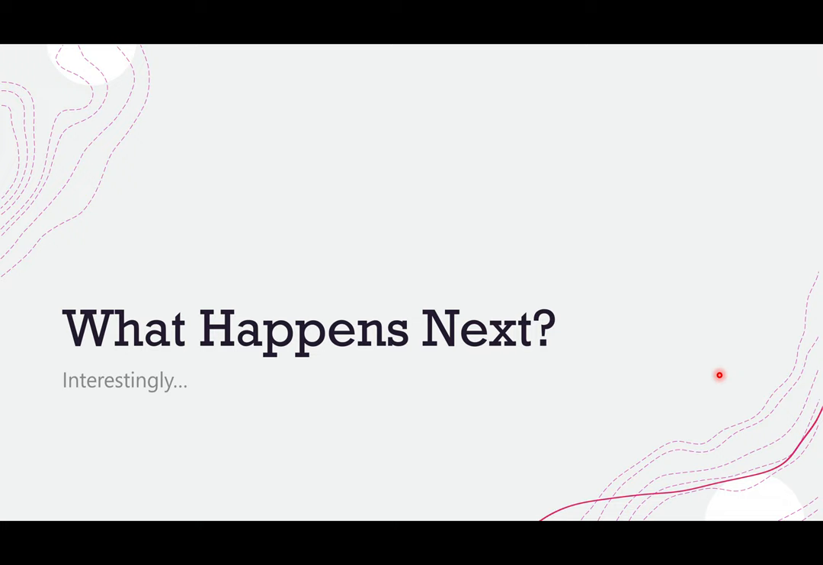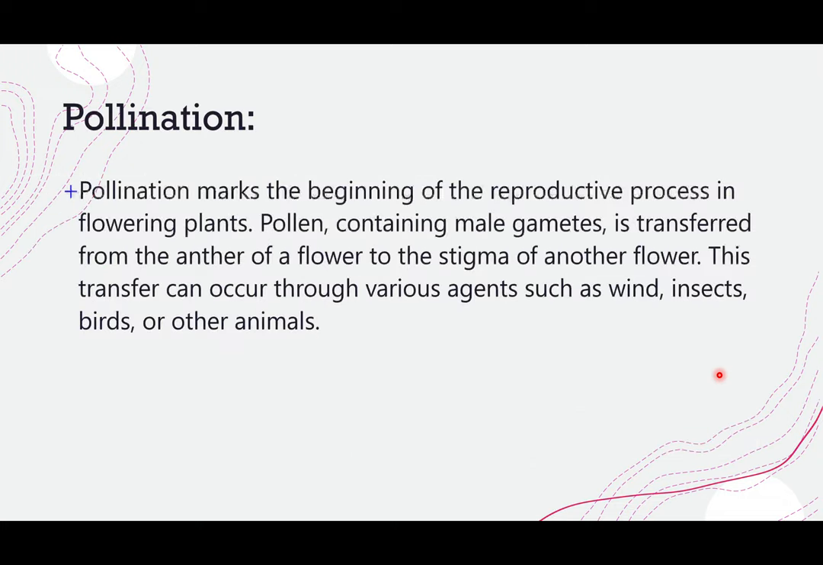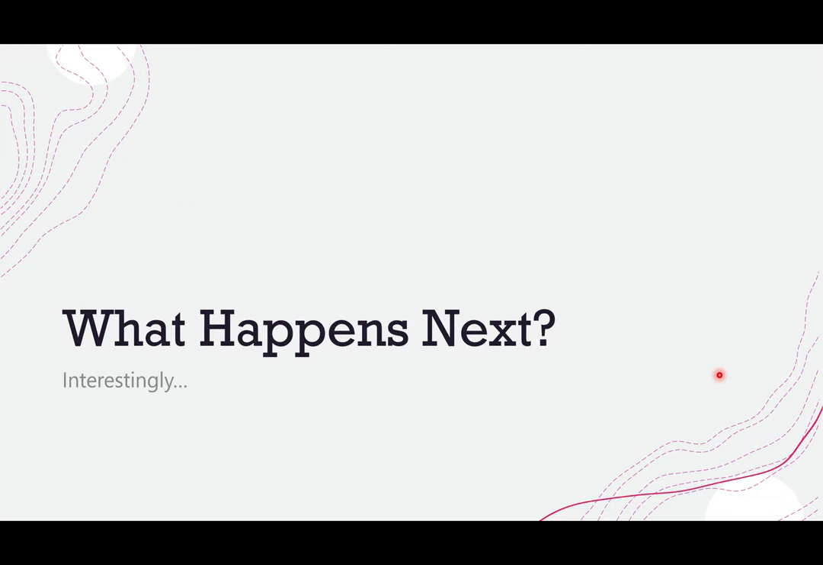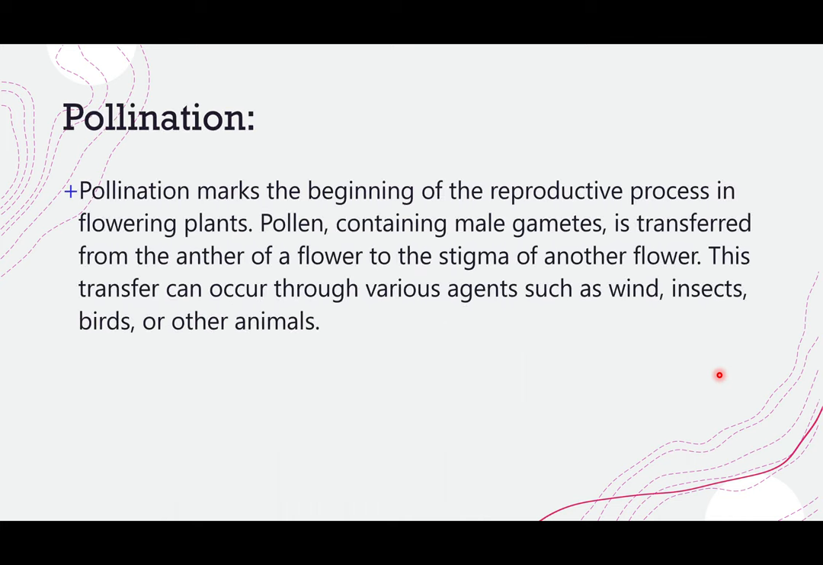Now we're going to go into the entire process. Now going through the processes, right? So it's really a stepwise thing, and I organize them into different steps, right? So first we have pollination, which marks the beginning of the reproductive process for our angiosperms, right?